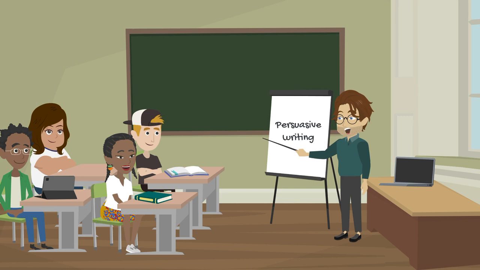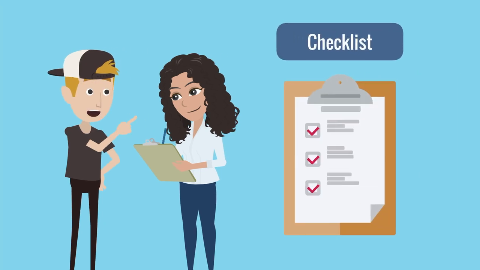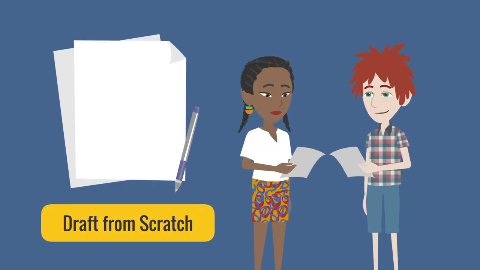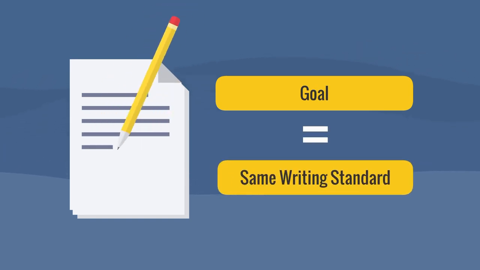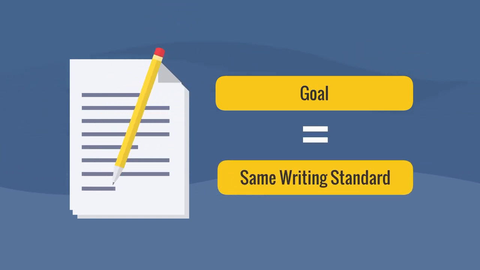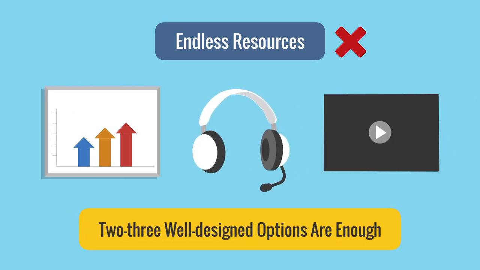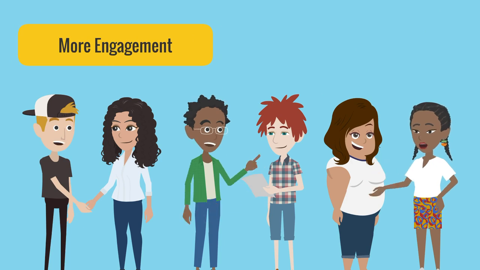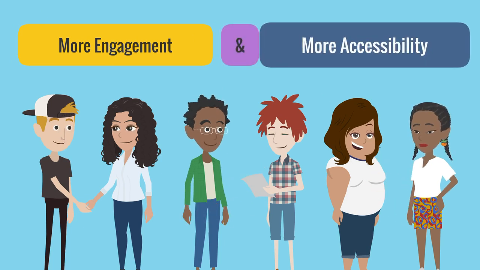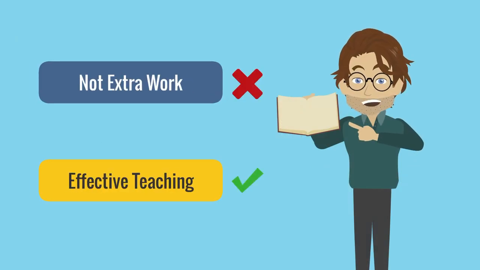Or in a Year 8 English class on persuasive writing, one group gets a model paragraph to analyse, another starts with a checklist, a third is ready to draft from scratch. They're all aiming for the same writing standard, just using different supports to reach it. And you don't need endless resources. 2 or 3 well-designed options are often enough. Differentiating content helps all learners engage, not by simplifying the learning, but by making it accessible. It's not extra work. It's effective teaching.